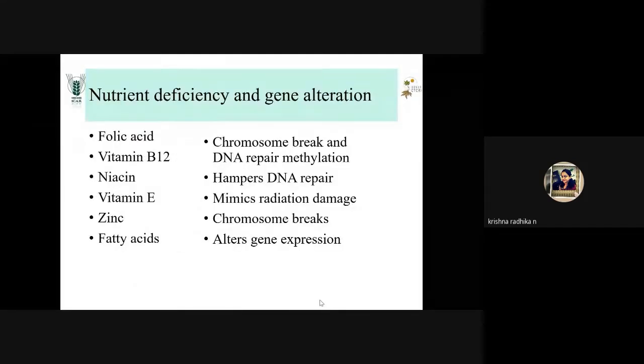Some of the examples of nutrient deficiency and the gene alteration that it causes are like this. Folic acid and vitamin B12 cause chromosome breakage in DNA and affect DNA repair and methylation. Niacin hampers DNA repair. Vitamin E mimics radiation damage. Zinc affects the chromosome and causes breakage in it. Fatty acids alter gene expression.